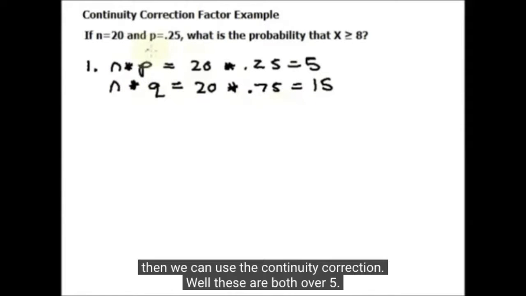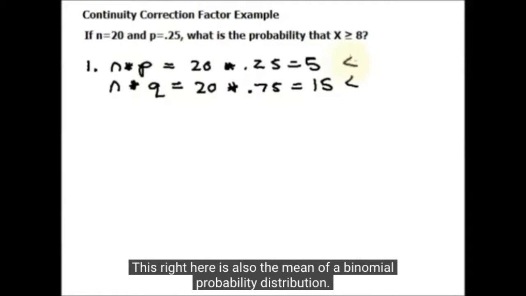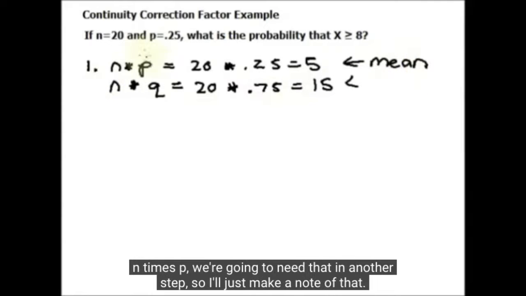Now the continuity correction factor says that if n times p and n times q are over 5, then we can use the continuity correction. Well, these are both over 5. This right here is also the mean of a binomial probability distribution, n times p. We're going to need that in another step, so I'll just make a note of that.